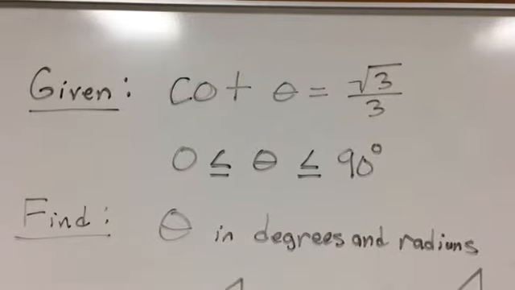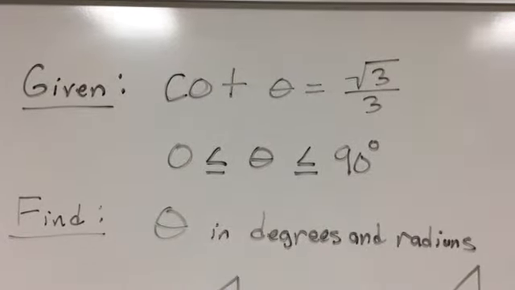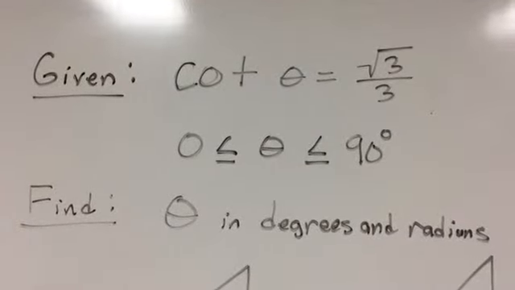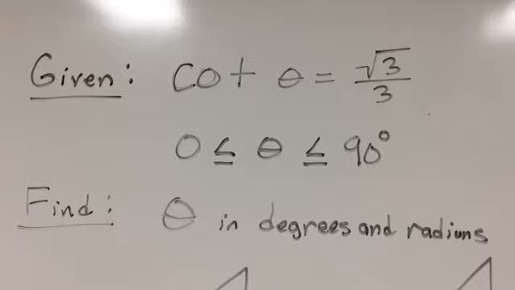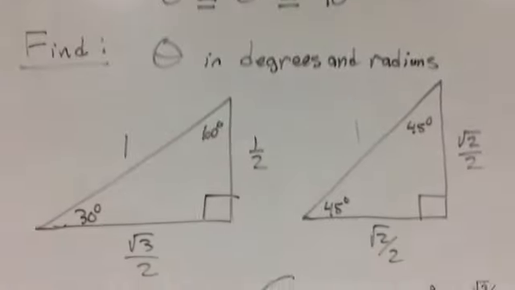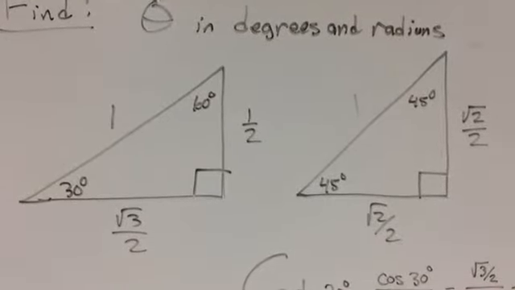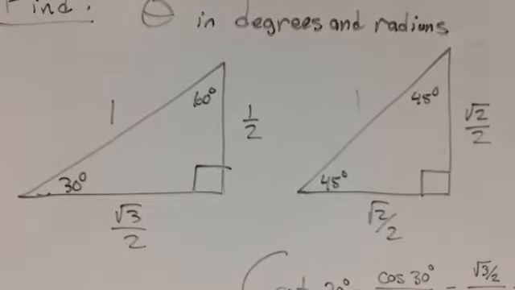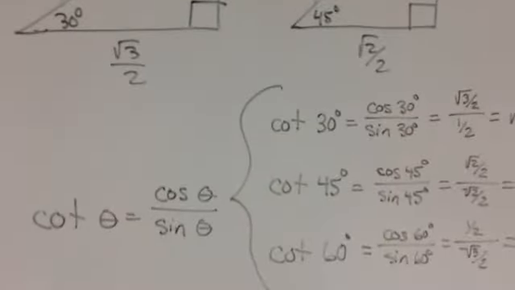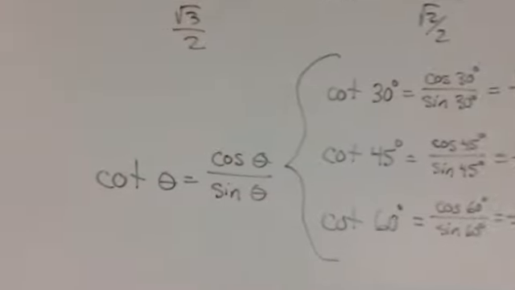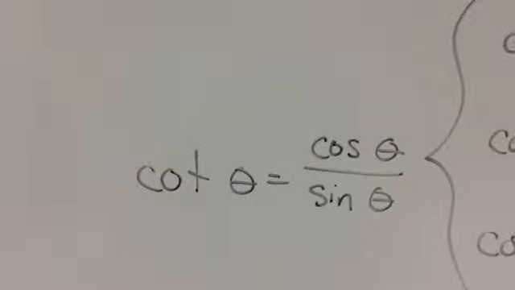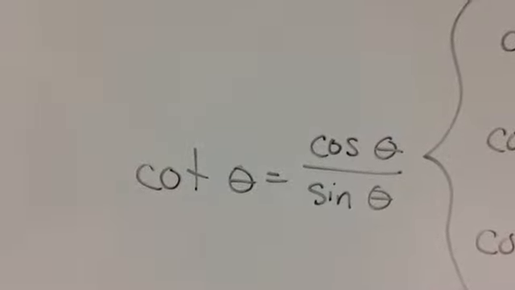Given that the cotangent of an angle is equal to square root of 3 over 3, and the angle is between 0 and 90 degrees, find the angle theta in degrees and radians. Again, we need our two triangles, and from these two triangles we can derive the following. We know that cotangent is equal to cosine divided by sine. It's the reciprocal of tangent, which is sine over cosine.